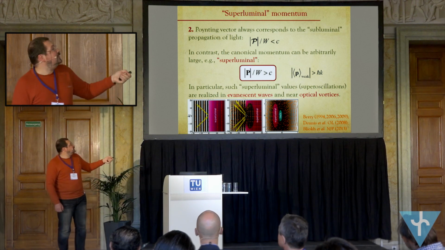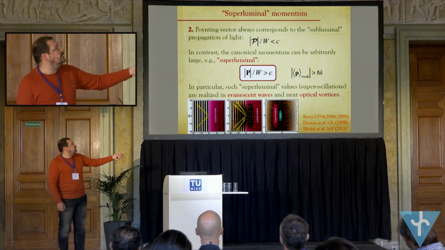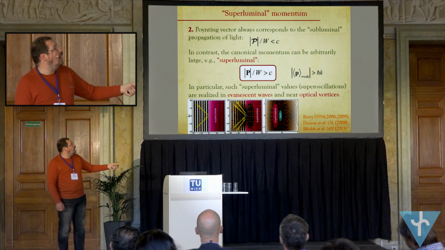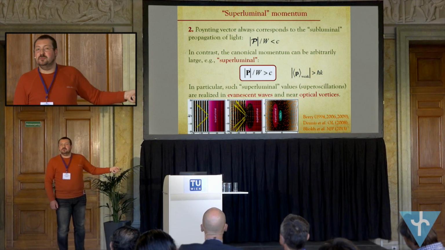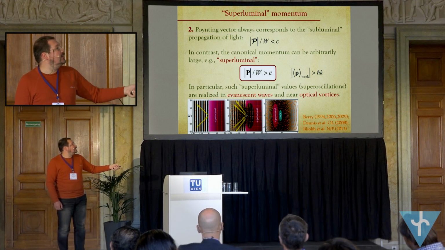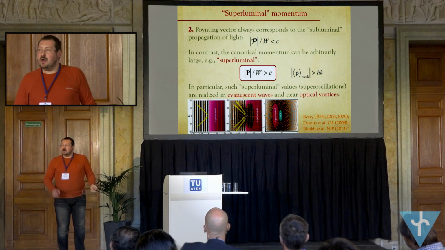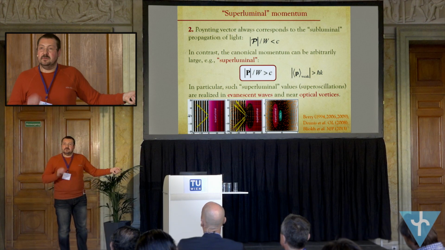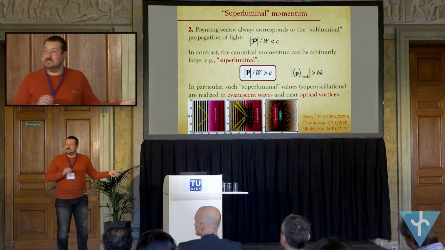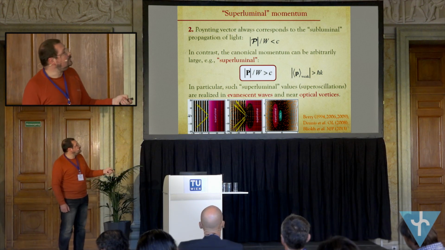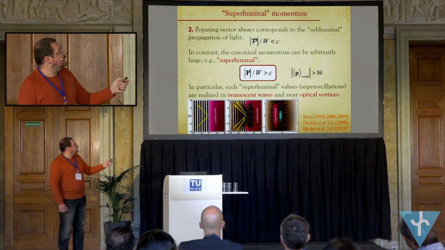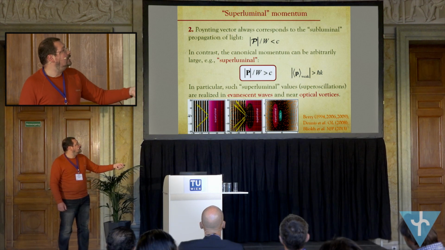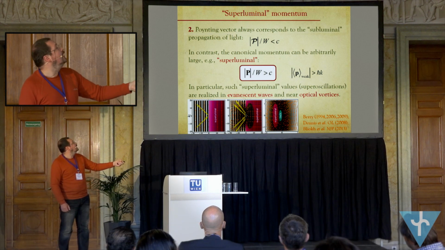And such situation, again, can be realized in evanescent wave, which have kz vector larger than k in free space, or near the optical vortices, so-called phase singularities of light, where you can have arbitrarily large phase gradient, even accompanied by a very small intensity. This was discussed in many papers by Michael Berry and also Mark Dennis.